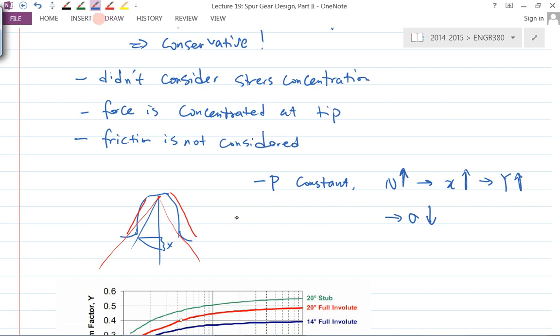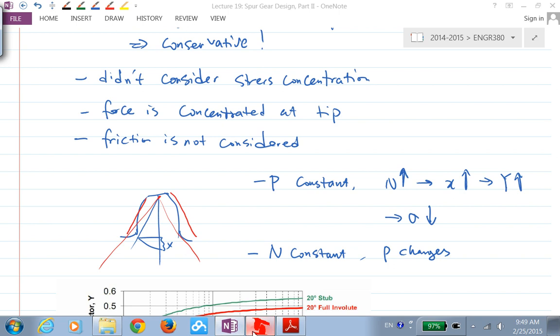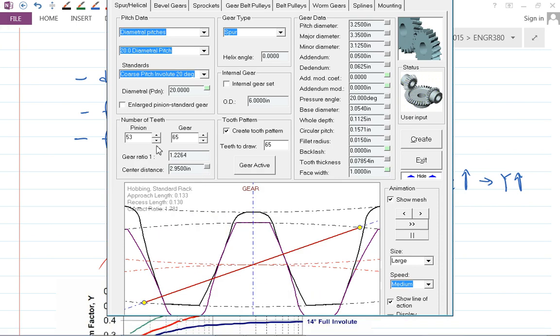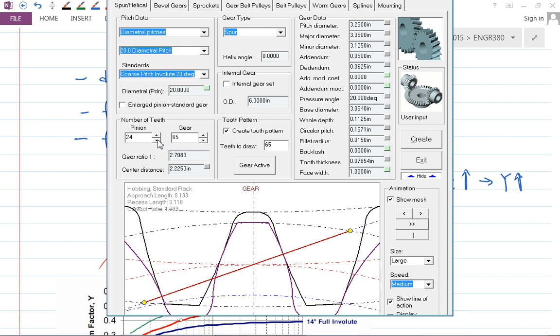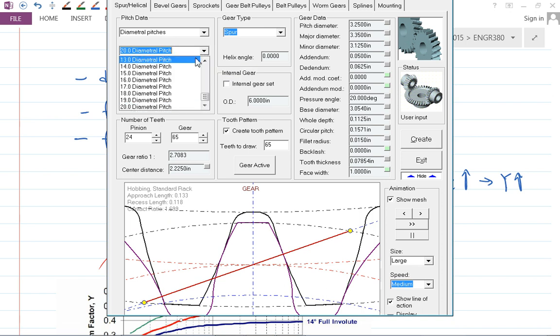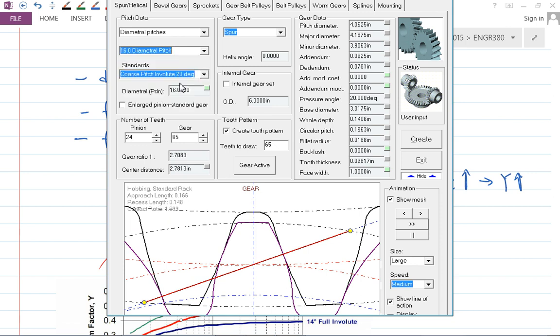Okay, so the next observation. If I'm going to keep the N constant and change P, let's see what happens. This is not a mathematically rigorous proof, and I can really show you the proof, but I think this is enough here. So I can change the diametral pitch here. You observe the tooth form. Tell me if there's any change at all. So I'm going to change to this now. Anything changed? Let's change another one here. So no change at all, right?